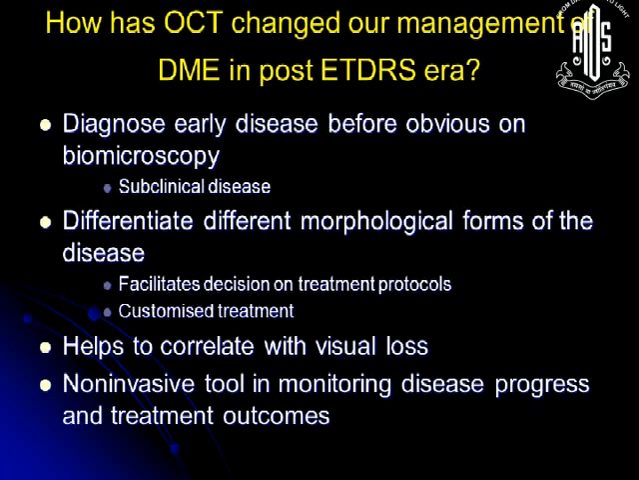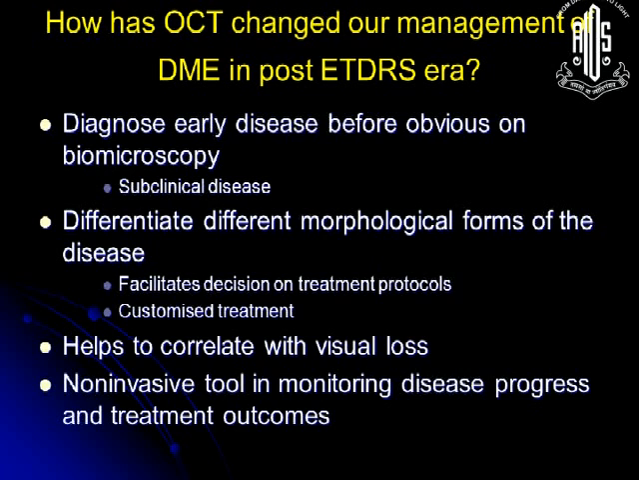So to conclude, OCT has changed our management of DME in the post-ETDRS era. We use OCT now to diagnose early disease before it becomes obvious on biomicroscopy. We can call them a subclinical disease, but whether we need to treat them or not, we are not sure at this point of time. OCT also helps to differentiate different morphological forms of the disease, which may help us to facilitate decisions on treatment protocols. We now talk about customized treatment for diabetic macular edema.